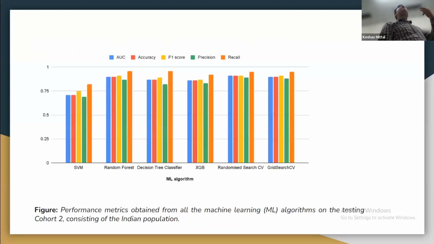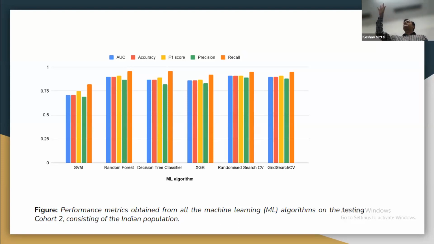Similarly, we did it for different cohorts. We started our talk with cohorts. We trained on cohort 1 and tested on cohort 2. We trained on cohort 3 and tested on cohort 1. Similarly, we did all these cross comparisons. And all these slides, which I'm going to show right now, will have those parameters: which cohort, which model was performing well.